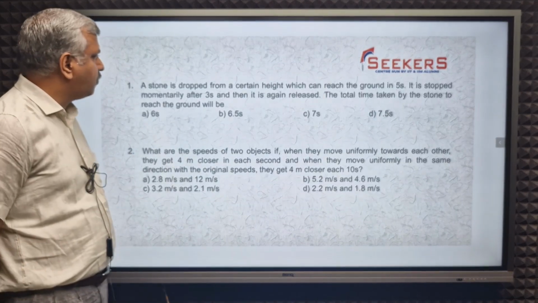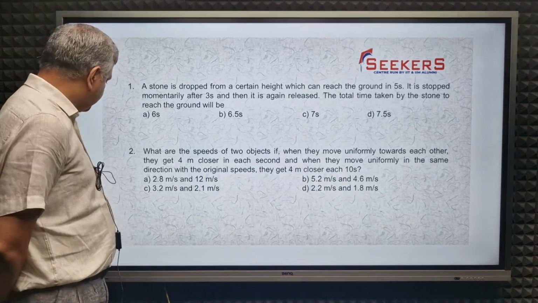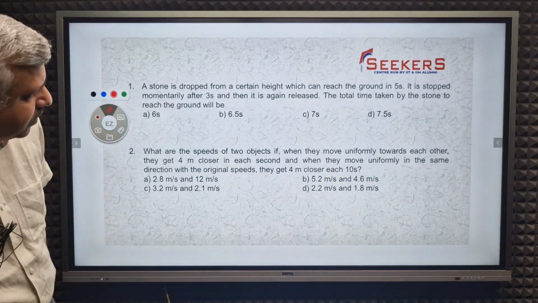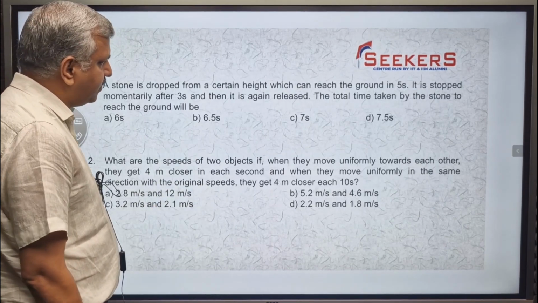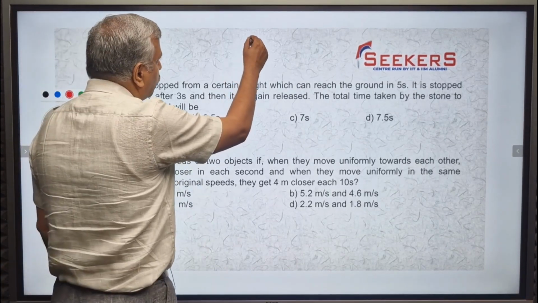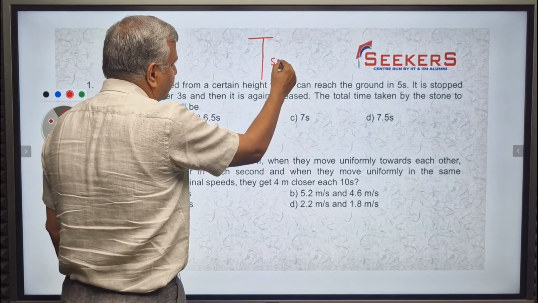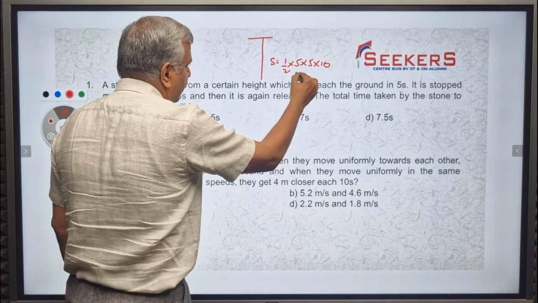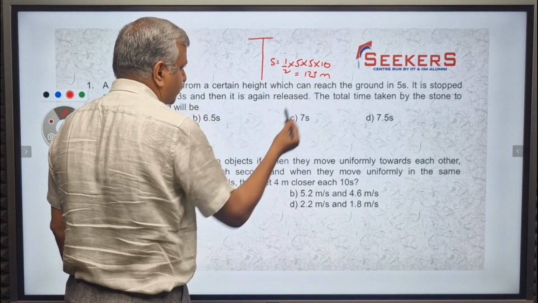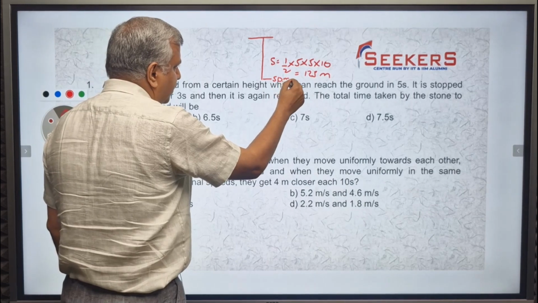A stone is dropped from a certain height which can reach the ground in 5 seconds. So students, here I would just tell you some small things that you all have to understand. If it can reach the ground in 5 seconds, it means that it is being thrown from a point from where it will take 5 seconds to reach. So S is equal to half into 5 into 5 into 10. So that will make it 125 meters. Not only that, by the time it reaches the base, its velocity will be 50 meters per second.